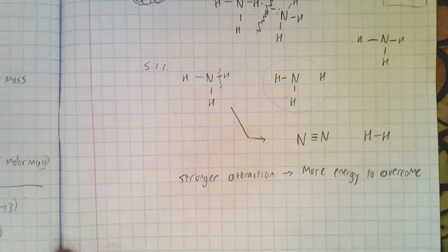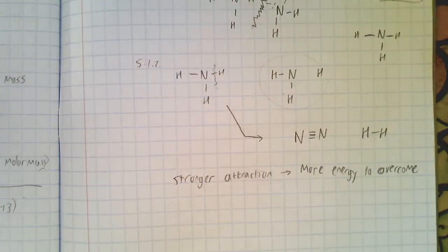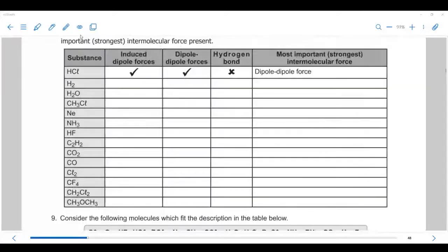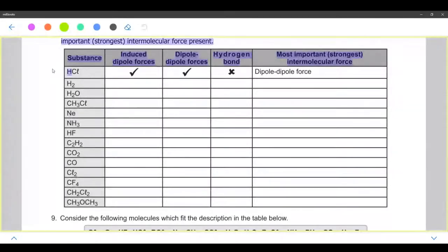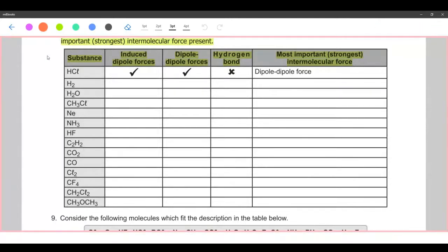Okay, then question 8, the ticking of boxes. I'm going to try and draw. All three things look like a pen. Is this a pen? Yes.